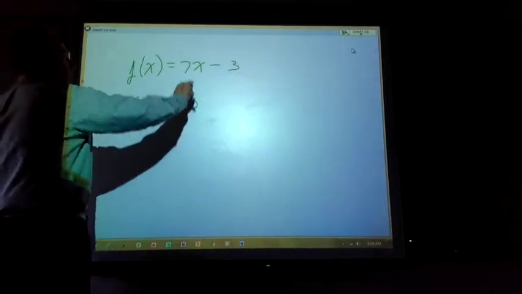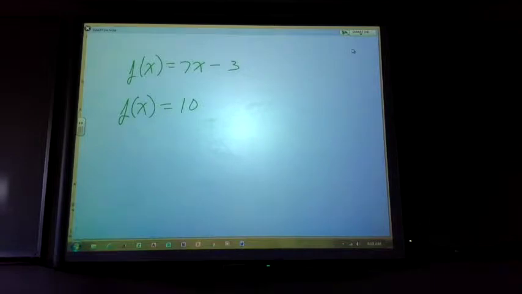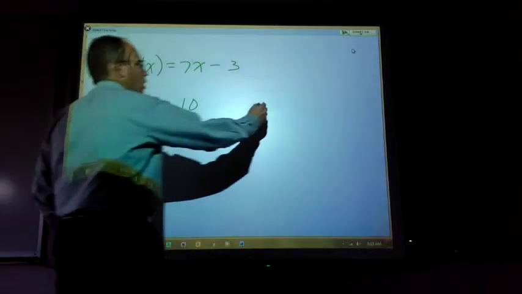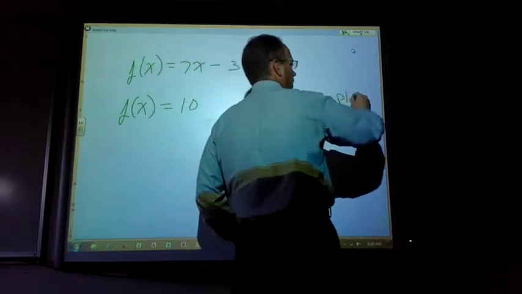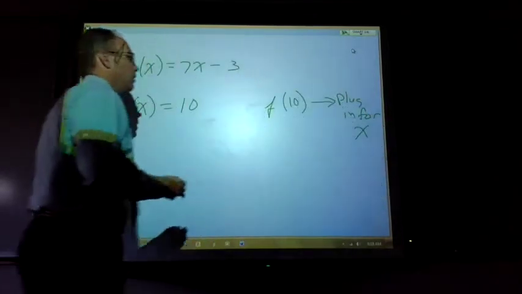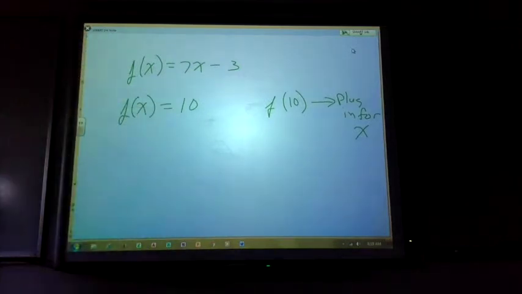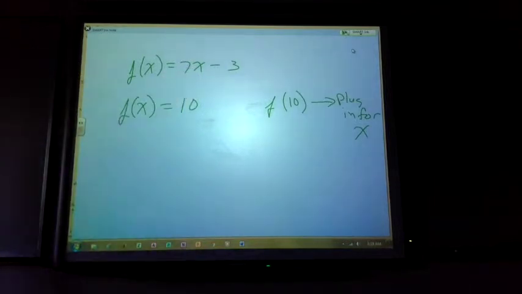So is this 10 going in for the x, or is the 10 going in for a function at x? No, if I had this, this means I plug in for x. This is not the same thing. So where does this 10 get plugged in? If it doesn't go here, where does it go?